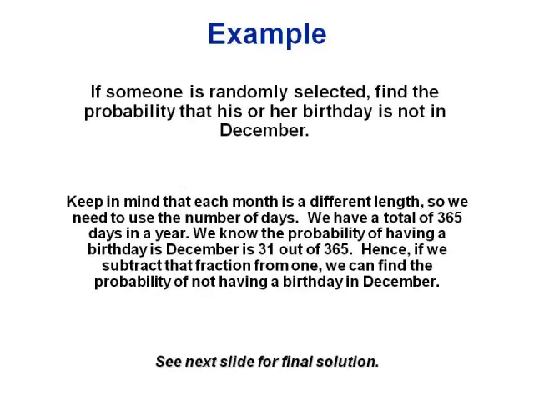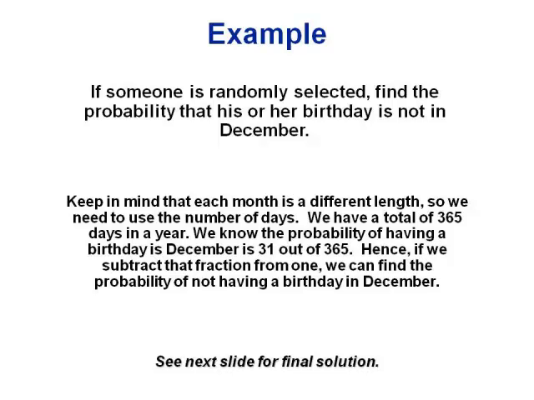So let's look at another example, this time using the classical or theoretical approach. Let's say if someone is randomly selected, let's find the probability that his or her birthday is not in December. Okay, so we're going to find the probability of December and then find the complement. First thing we need to think about though is how are we going to count this? Are we going to count it as 1 month out of 12?